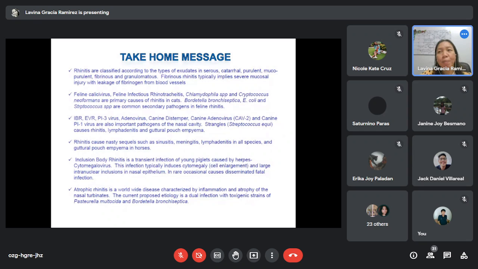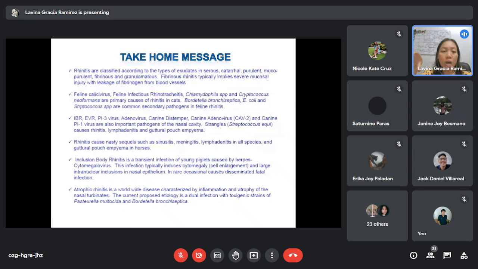We mentioned IBR and EVR. Don't forget the IBR, infectious bovine rhinotracheitis, equine viral rhinopneumonitis, parainfluenza 3 virus, adenoviruses, canine distemper, canine coronavirus, and canine parainfluenza virus, which are important pathogens of the nasal cavity. Strangles also affects the guttural pouch in horses. Some sequelae, because of the connections, are meningitis, otitis, and retropharyngeal lymphadenitis.